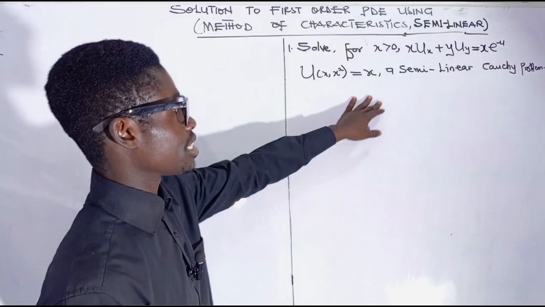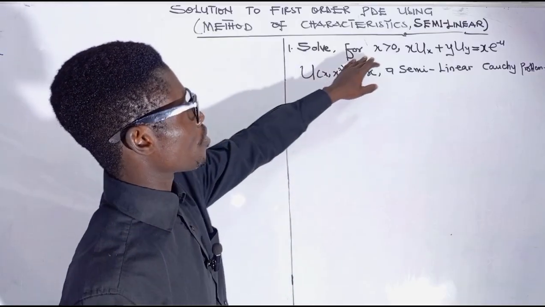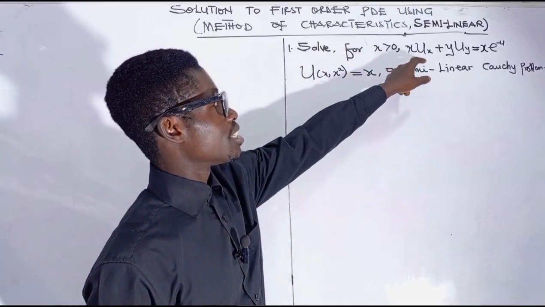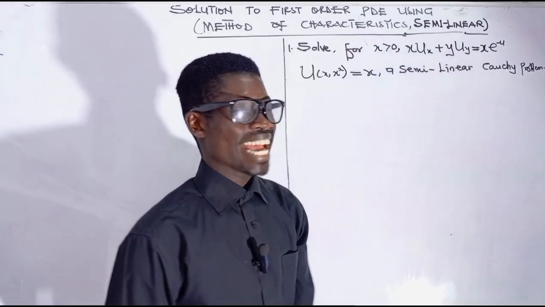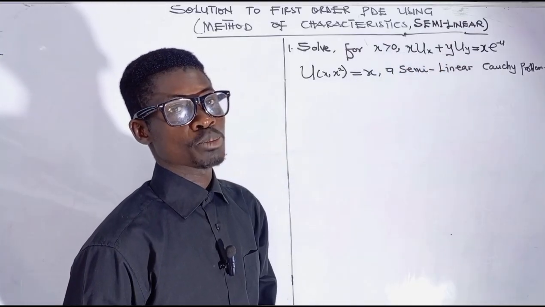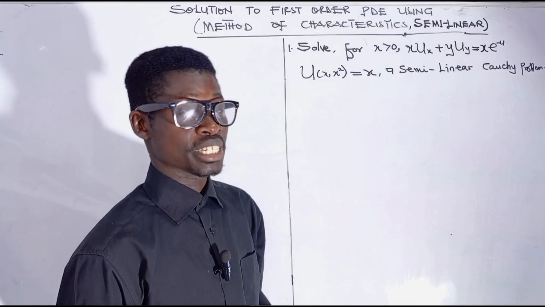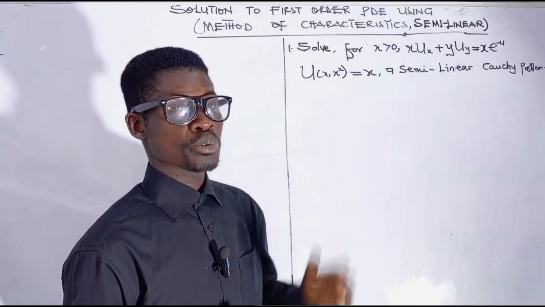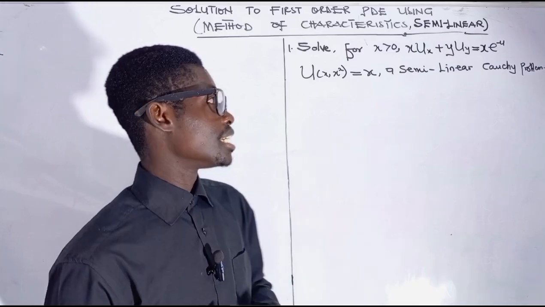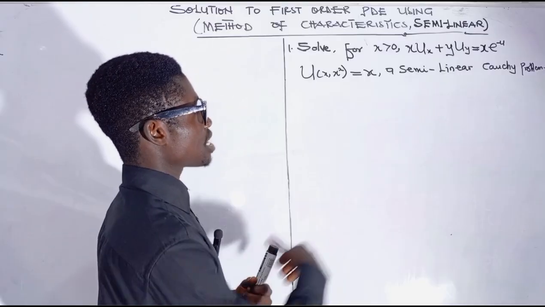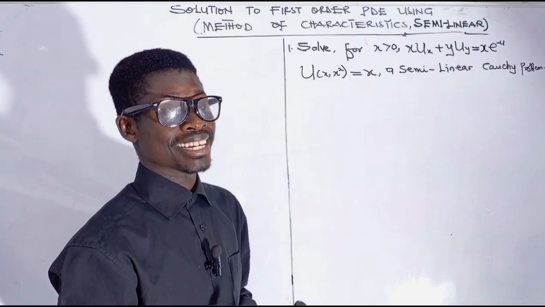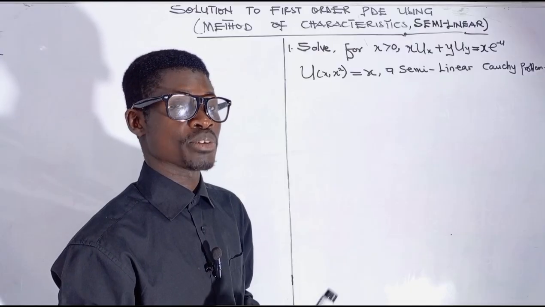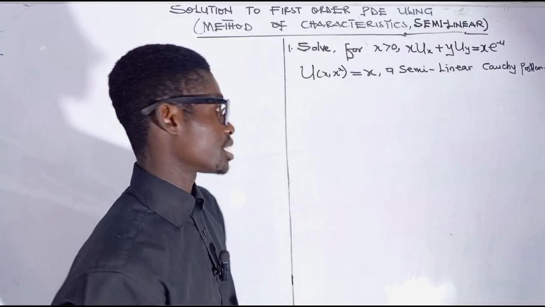So let's look at this particular example. We want to solve for x greater than 0 this semi-linear problem: x Ux plus y Uy is equal to x e exponent negative u. Very easy. We are going to follow the same approach that we used when we were looking at the linear PDEs. So first, we are going to find our A, our B, and then our F from the equation given, and then we form our characteristics equation.